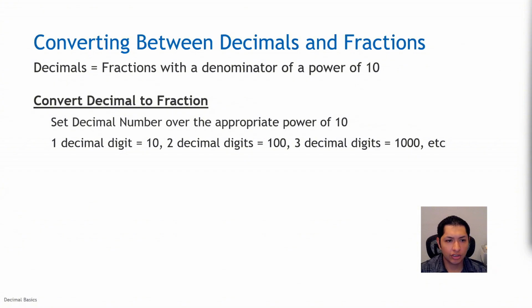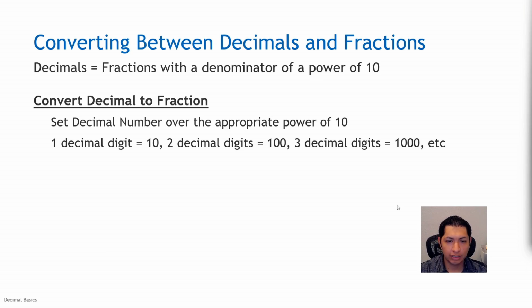In contrast, converting decimals to fractions, decimals are fractions with a denominator that is a power of 10. So the powers of 10 are 10, then 100, 1,000, 10,000, 100,000, and so on and so forth. So you set the decimal number over the appropriate power of 10. The way that you know which power of 10 you set as the denominator is dependent on the amount of decimal digits that you have. If you have one decimal digit, then that decimal digit is a numerator over a denominator of 10. If you have 2 decimal digits, you put it over a denominator of 100, 3 over 1,000, and so on and so forth.